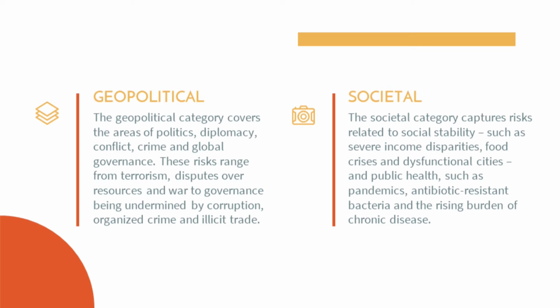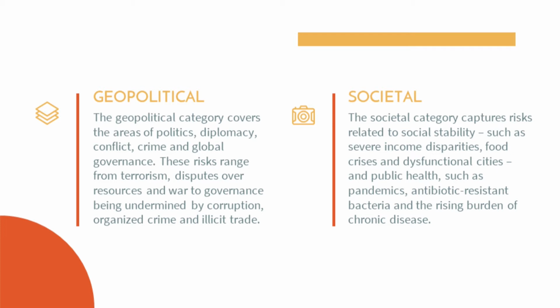Okay, second is geopolitical risk. The geopolitical category covers the areas of politics, diplomacy, conflict, crime, and global governance. These risks range from terrorism, dispute over resources, and war to governments being undermined by corruption, organized crime, and illicit trade. Okay, next we go to the societal risk.